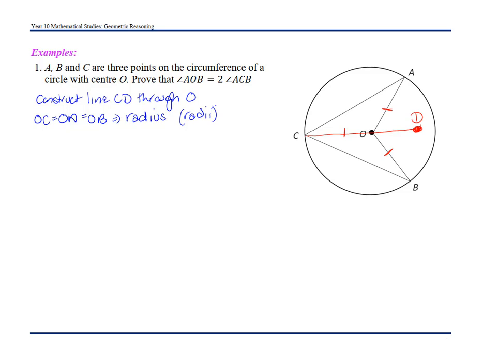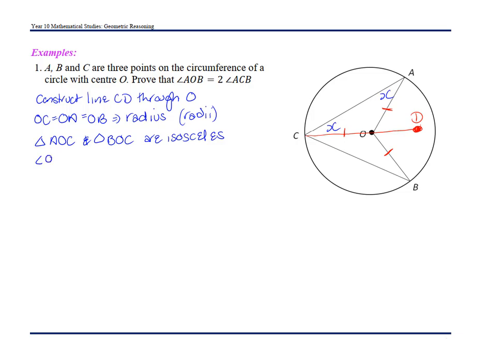Okay, so that means I've just created 2 isosceles triangles. So triangle AOC and triangle BOC are isosceles. To make this easier for you to understand, because they're isosceles, we know that this angle here has to equal that angle there. So let's let them equal x.